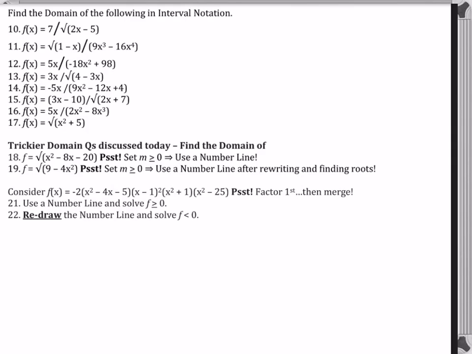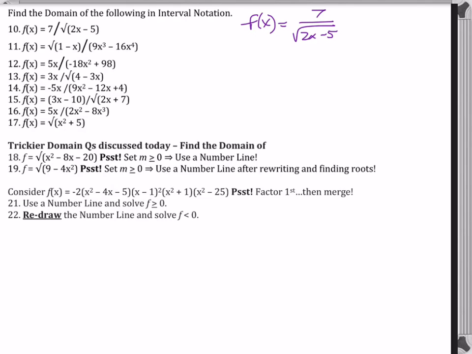All right, so number 10, and again, I'm using a Word document, which doesn't have fancy equation editing power. So I'm going to rewrite it just to make sure everyone has it or knows what this means here. So f of x equals 7, all divided by radical 2x minus 5.